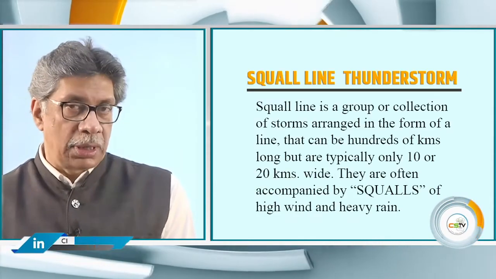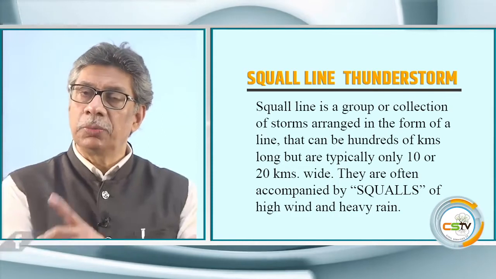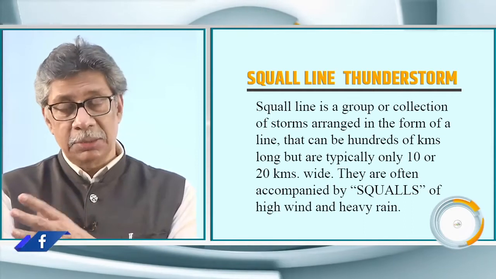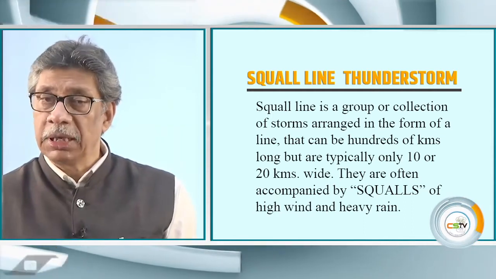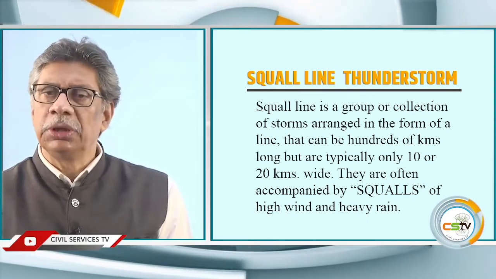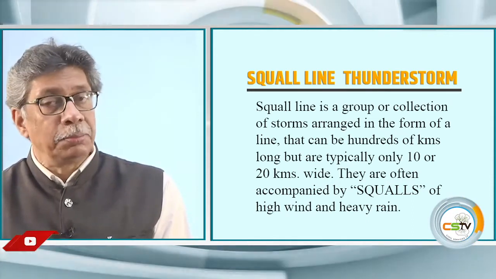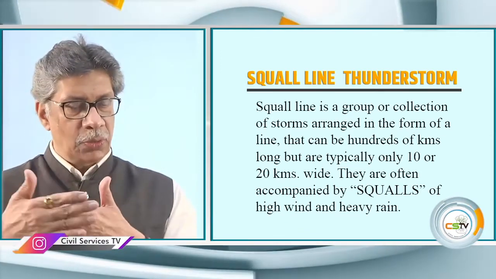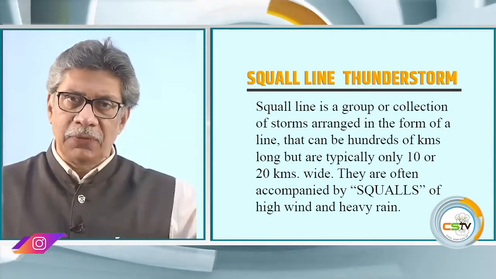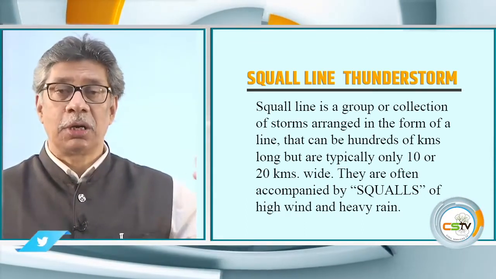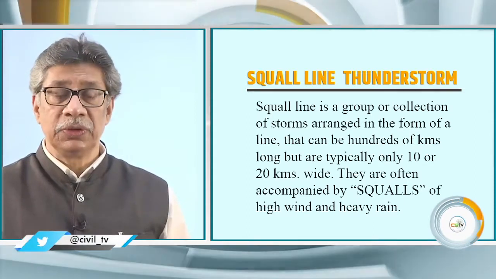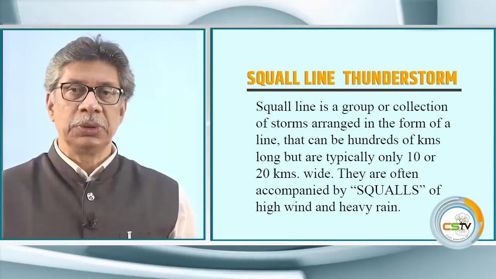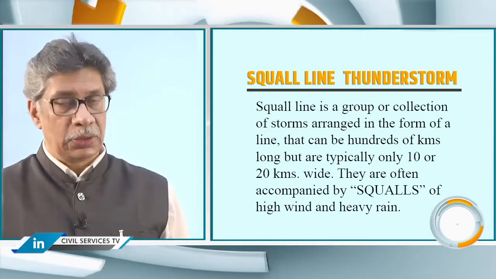The third is a squall line. A squall line is essentially a collection of storms arranged in the form of a line that can be hundreds of kilometers long, but is typically only about 10 to 20 kilometers wide. They are often accompanied by squalls of very high wind and heavy rain. So you can find that there is a line of thunderstorms that sometimes accompanies you. This has been observed in the United States, particularly in the prairie region, which also happens to be a region of breeding tornadoes.